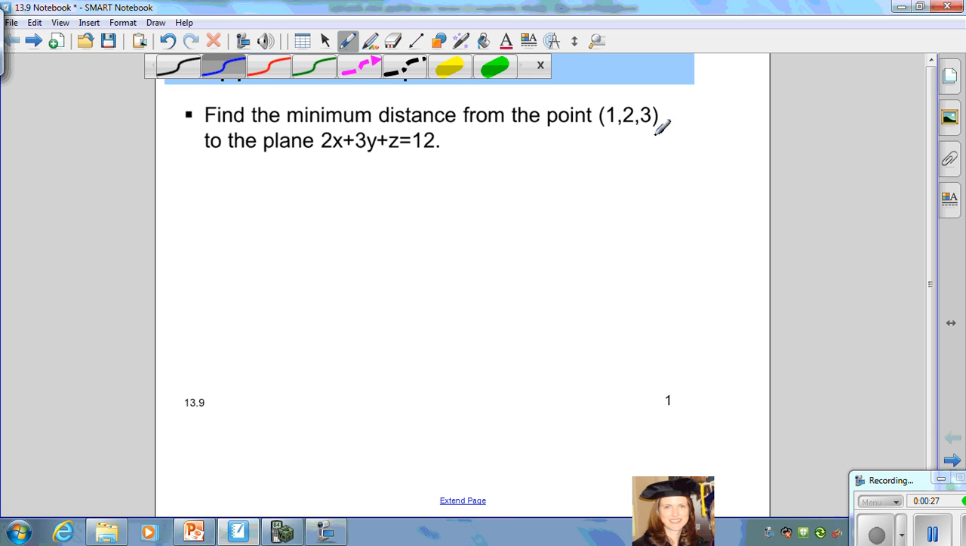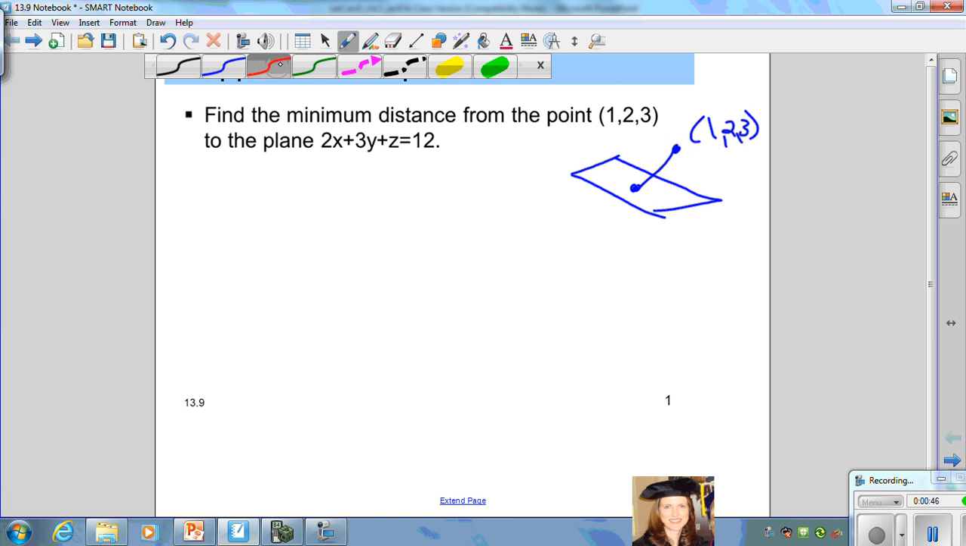Now, again, we have this point out in space and we have a plane here. We want to find the minimum distance from a point on the plane to this point here in space, (1, 2, 3). We need to come up with an equation that we're going to try to maximize or minimize. In this case, we want to minimize the distance.